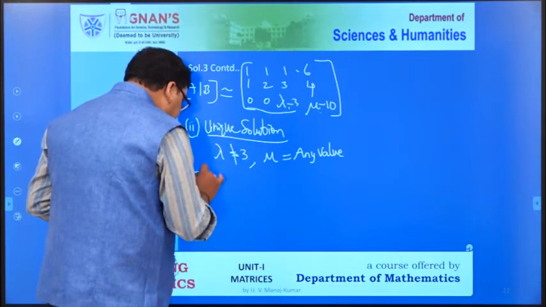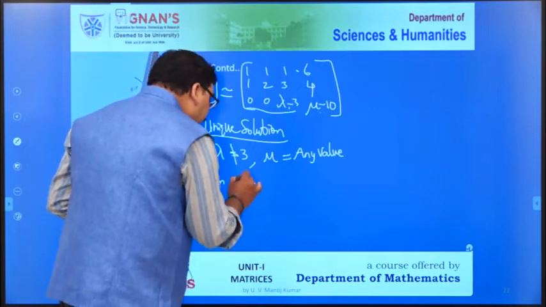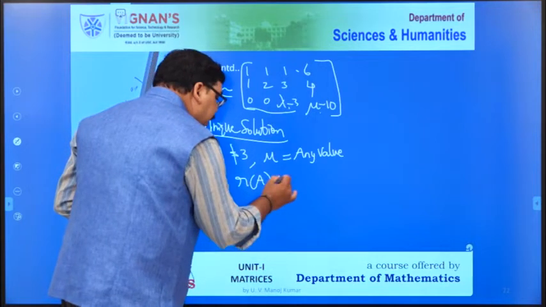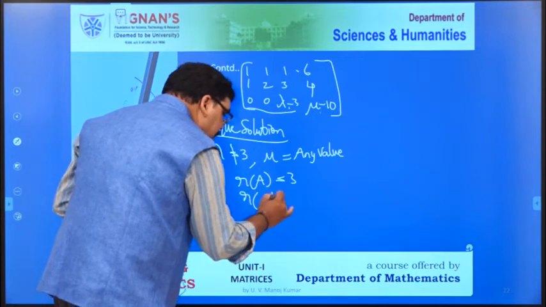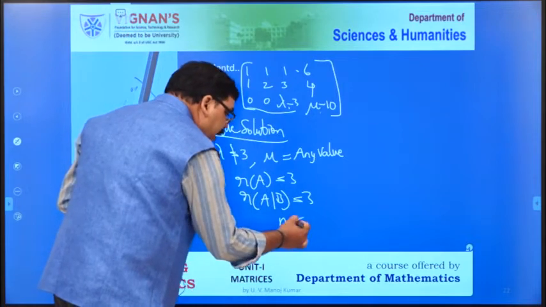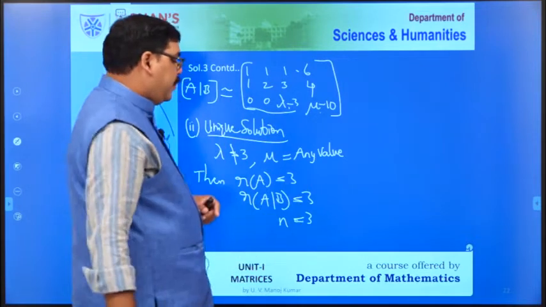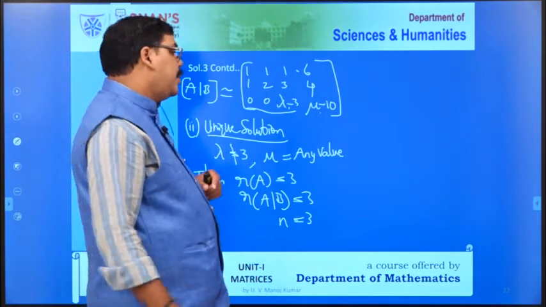Then what happens? Rank of A becomes 3, rank of AB becomes 3, number of variables also becomes 3. So, therefore, the system has a unique solution.